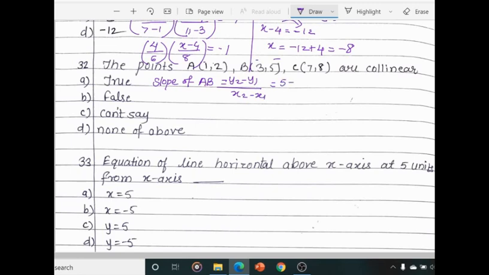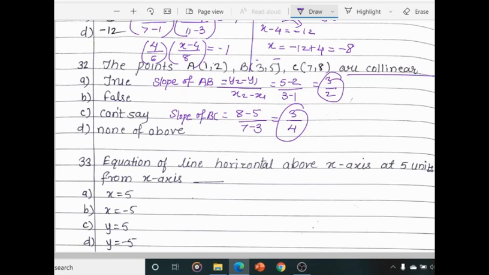So 5 minus 2 upon 3 minus 1 is equals to 3 by 2. And find out slope of BC with the same formula. No need to write again the formula. So slope of BC is equals to 8 minus 5 upon 7 minus 3. It is 3 by 4. Now we see these two values are not equal. So these are not collinear. But it is given that these are collinear. So this statement is false.